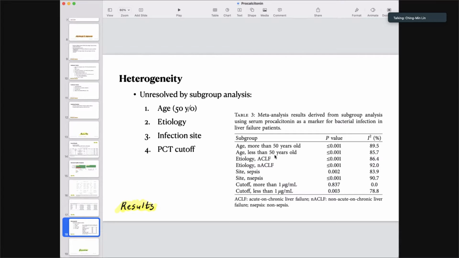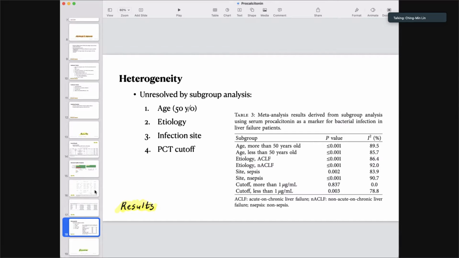But actually, there are still other different etiologies for liver failure, I think. And this heterogeneity is also not resolved by age and size, which they only conducted in sepsis and non-sepsis. They didn't conduct pneumonia, non-pneumonia, SBP or non-SBPs.